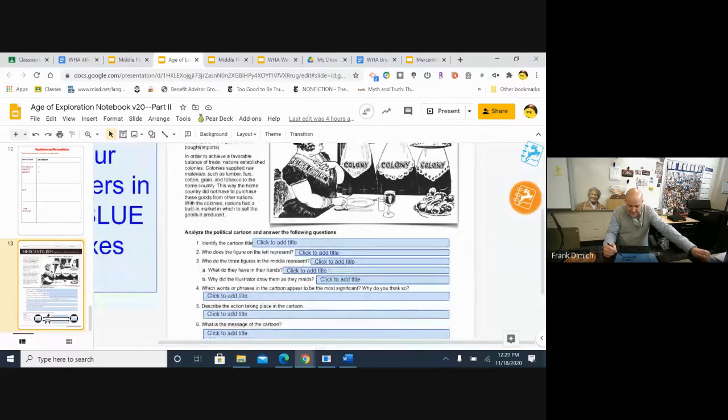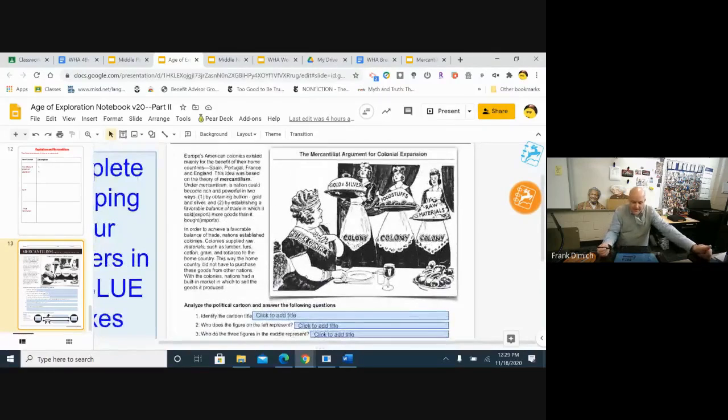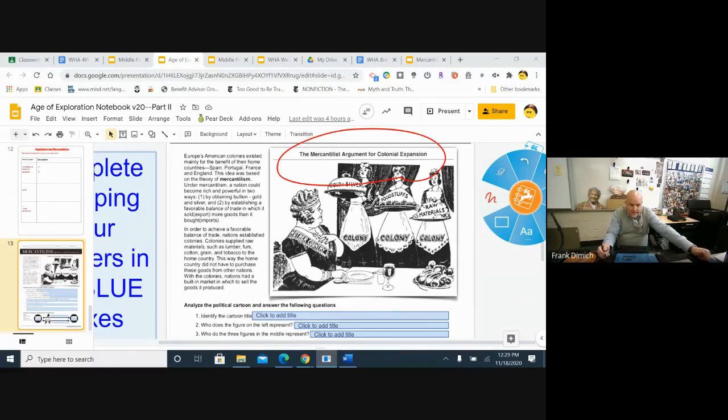What's the message of the cartoon? I'm not going to tell you that, but what is it saying? You can clearly see from the title, it's the mercantilist argument for colonial expansion. The mercantilist argument for colonial expansion.